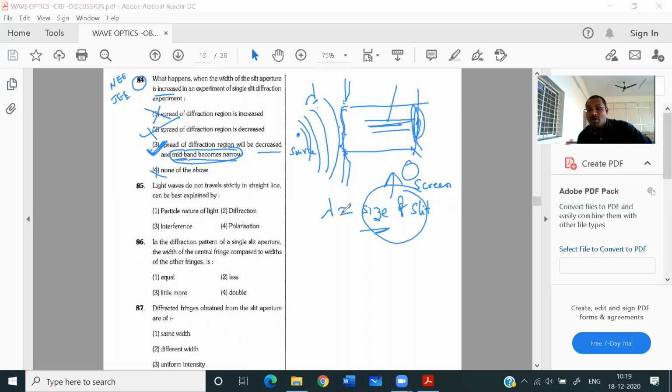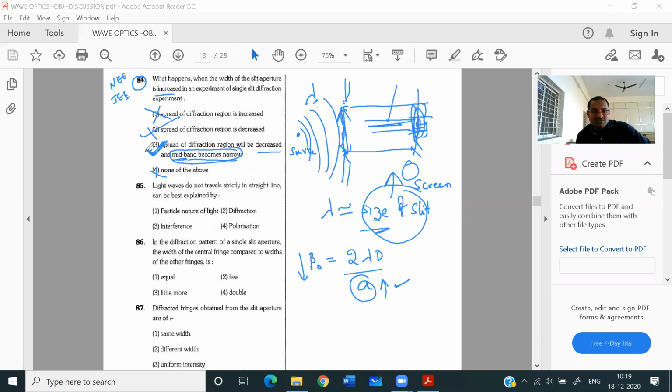Remember, this is very important, because of the middle band fringe width formula. The central brightness fringe width is 2 lambda capital D by small a. Small a is the width of the slit. If this a increases, fringe width decreases. That's why this becomes narrow. That is the reason I am giving you.